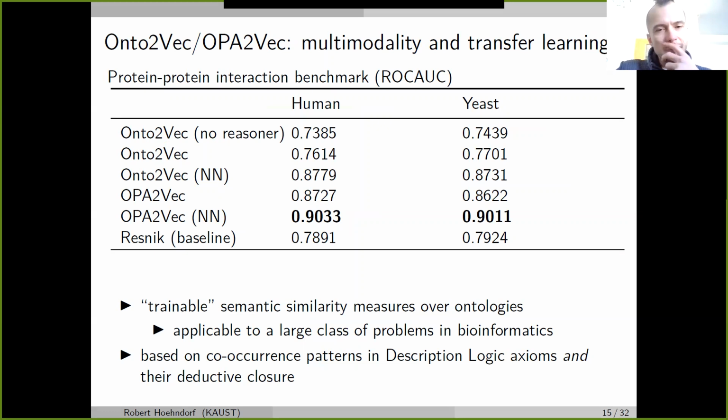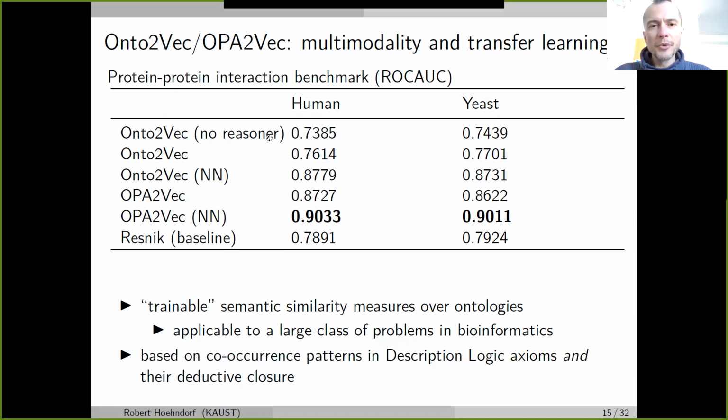So this is a benchmark where we predict protein-protein interactions in human and yeast, just based on the functional similarity of the proteins. The assumption is that if the proteins have similar functions, then they're more likely to interact. And our baseline here, which was the state of the art at the time, was Resnik's semantic similarity measures. So there are a couple of benchmarks. At the bottom, 0.78 AUC in human and 0.79 in yeast.